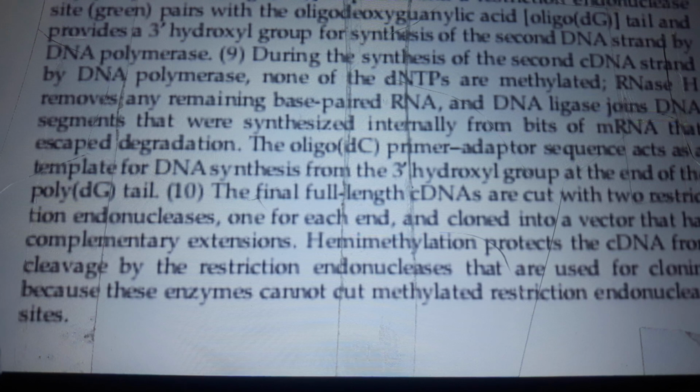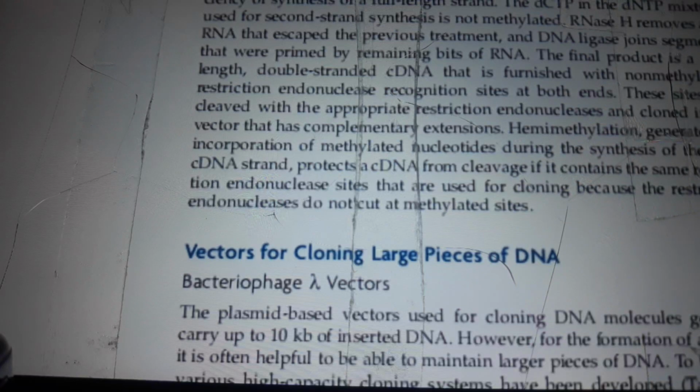And 10. The final full-length cDNAs are cut with 2 restriction endonucleases, one for each end, and cloned into a vector that has complementary extensions. Heavy methylation protects the cDNA from cleavage by the restriction endonucleases that are used for cloning, because these enzymes cannot cut methylated restriction endonuclease sites.